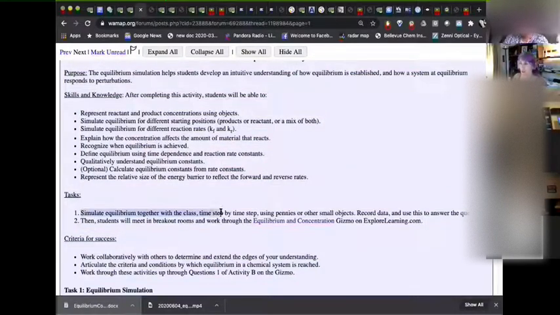So I want to do task 1. We're going to work together as a class. I think I want to do the questions in breakout rooms so you talk to each other. And then we're going to work through the equilibrium and concentration gizmo, and there's just a few things and a couple of things I added. We may not make it all the way through there. You can do all of those on your own if you like.